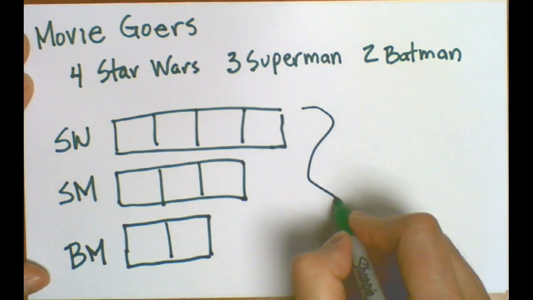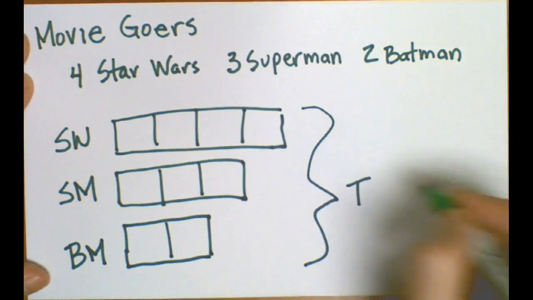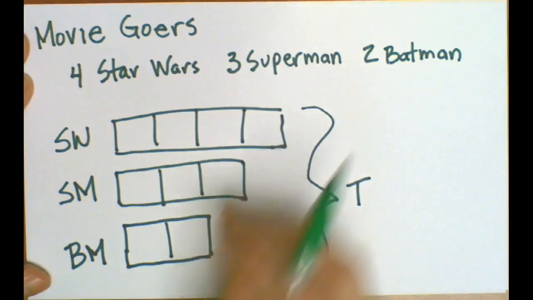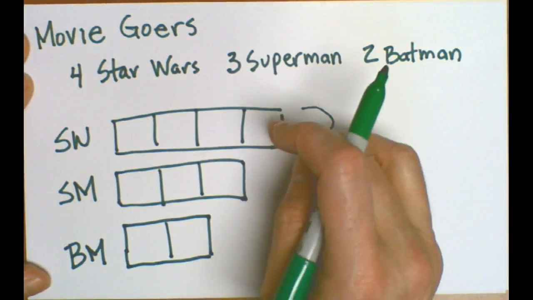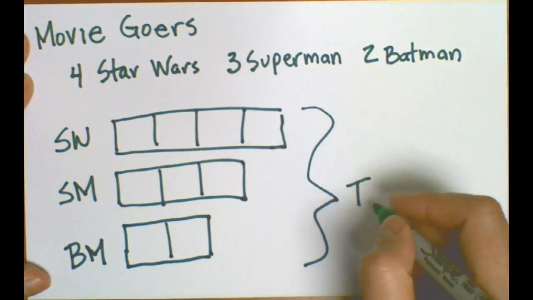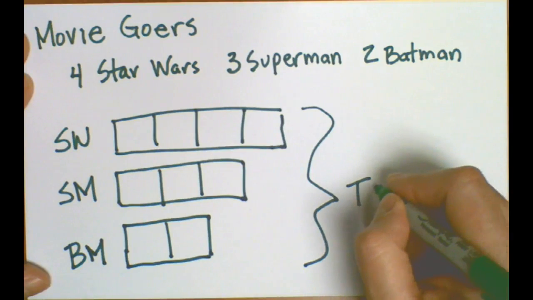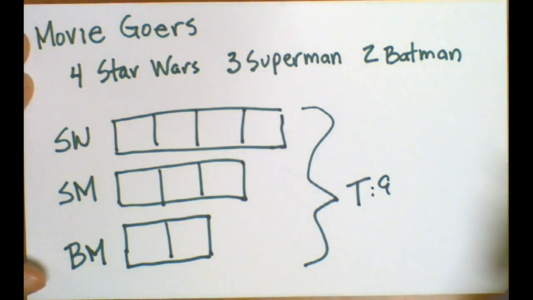Okay, now, we still have our total, only this time our total is made up of 3 pieces. So 4 plus 3 is 7, plus 2 is 9. So our relationship to the total is going to be 9 groups.